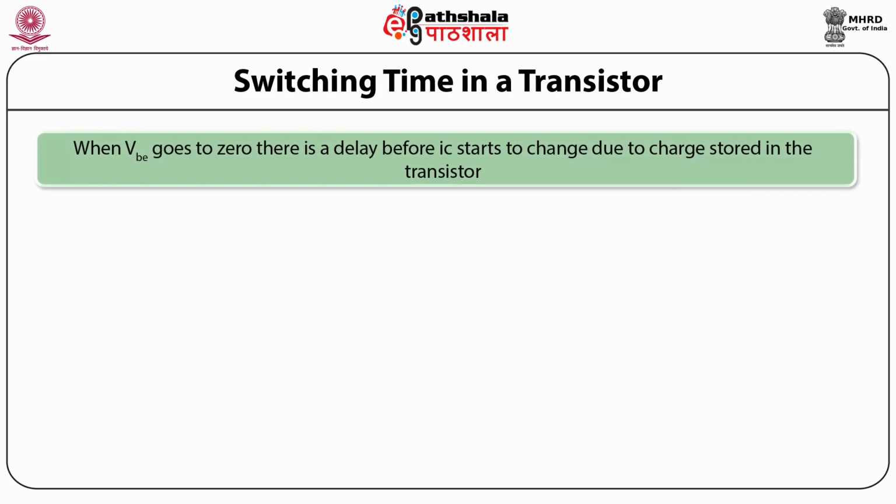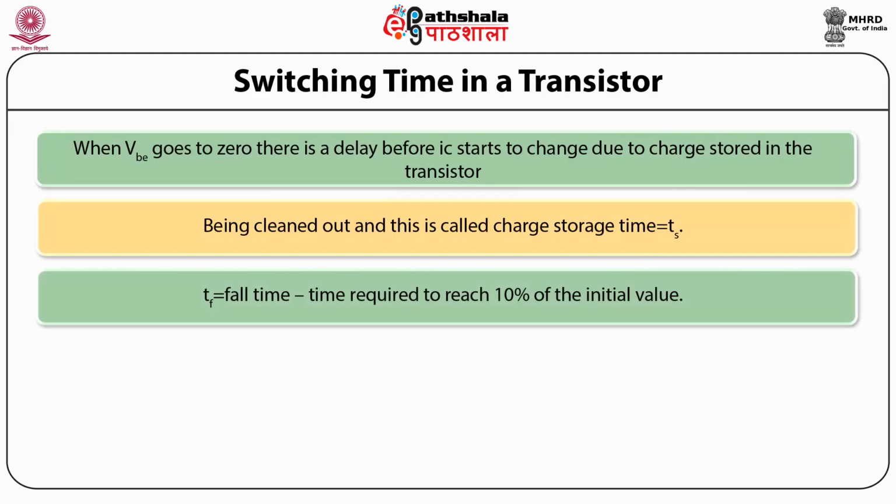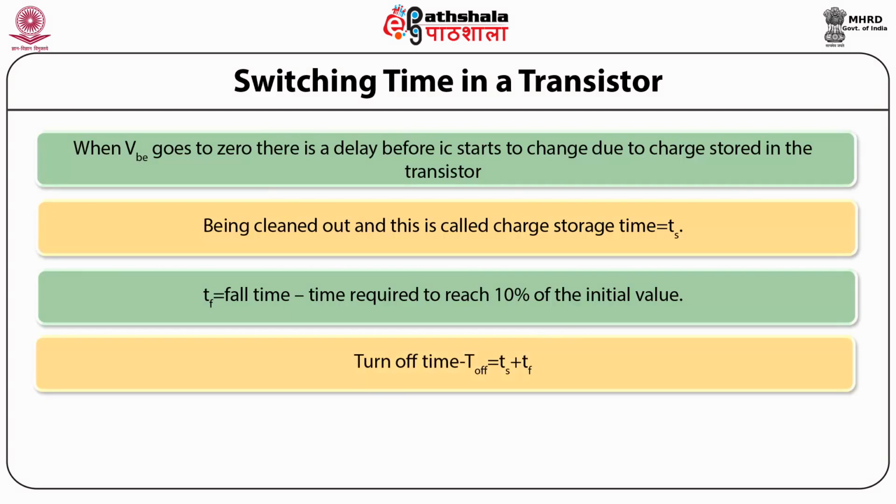When VBE goes to 0, there is a delay before IC starts to change due to the charge stored in the transistor being cleaned out, and this is called the charge storage time, TS. Now here TF is the fall time, that is the time required to reach 10% of its initial value. So the turn off time will be the summation of TS plus TF.